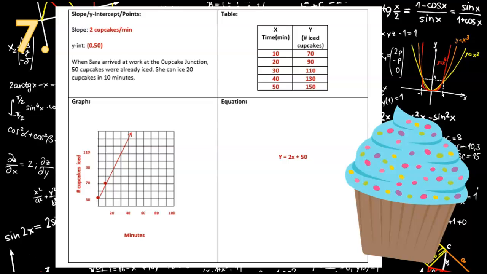Okay, so 50 cupcakes were already iced. So I'm not going to start here at 0, 0. I'm going to start at 50. So my y-intercept, my b is 50. Then it says she can ice 20 cupcakes in 10 minutes. So at 10 minutes, we're going to plot here 20 more cupcakes would be 70 cupcakes. So my rise is 20, my run is 10. So 20 over 10 gives me a slope of 2. So your equation would be y is equal to 2x plus 50. And you can plug in some different values to fill out a table. So she can basically ice 2 cupcakes per minute. That is also your unit rate.